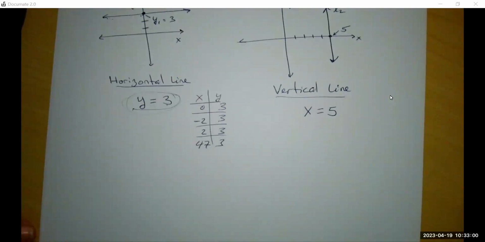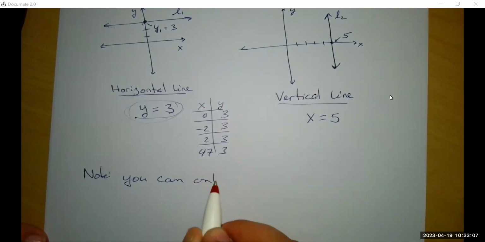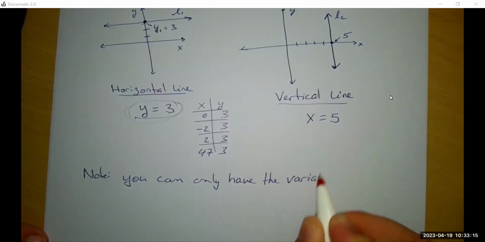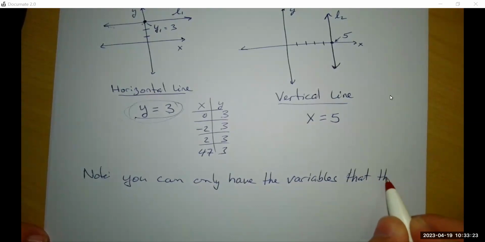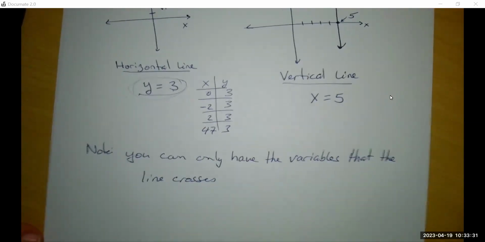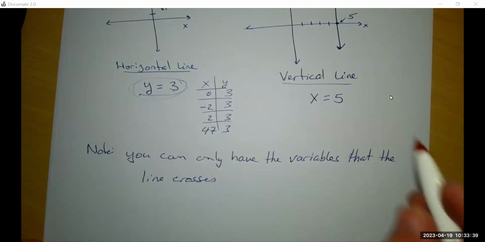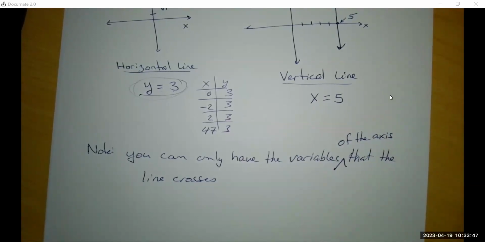You can only, here's a note. You can only have the variables that the line crosses. Actually, I should have said, you can only have the variables of the axis that the line crosses.